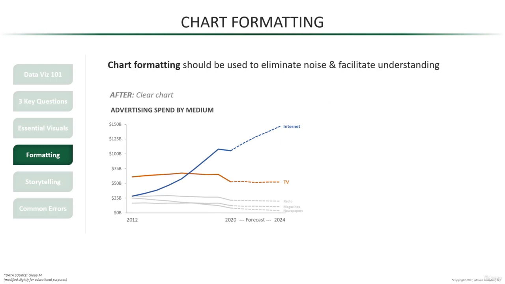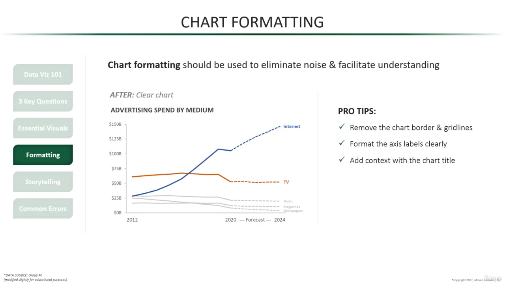So, here are some of the formatting pro tips that we've applied here. Number 1, remove the chart border and grid lines. They're not adding any value. Number 2, format the axis labels clearly. So now you can clearly see that we're looking at billions of dollars on the y-axis, and we're looking at years from 2012 to 2020 on the x-axis, and then a forecasted period up to 2024. Number 3, add context with the chart title. So now we know that we're looking at advertising spend by medium.